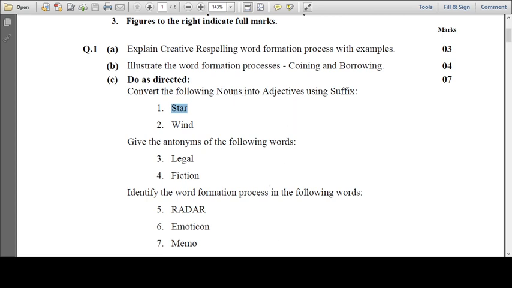If anyone knows, they can give the answer. What will be the adjective of star? And what will be the adjective of wind? Yes, Vancy, your answer is right. Windy. What about star?